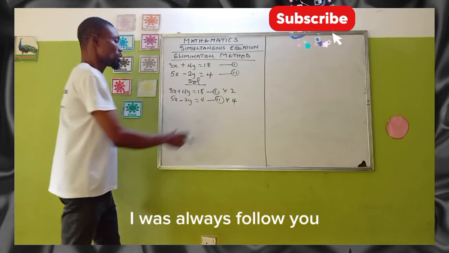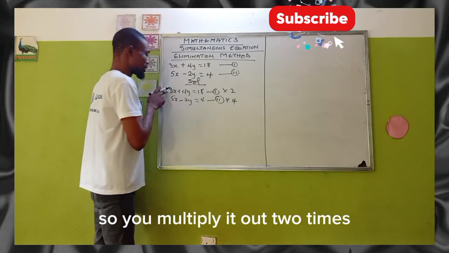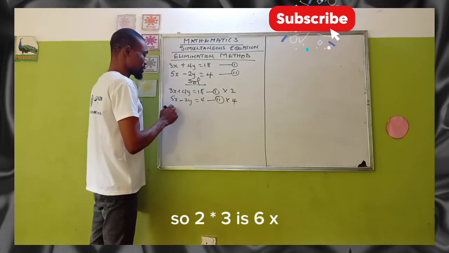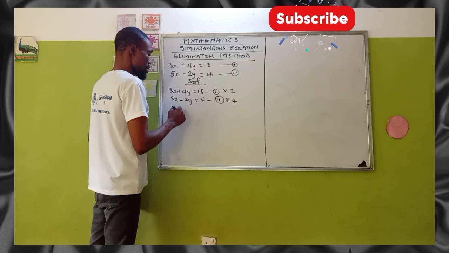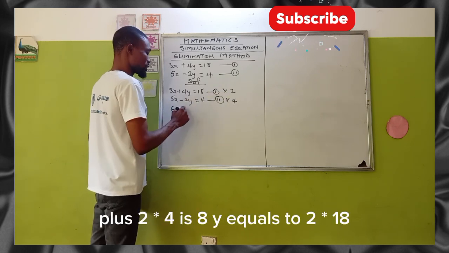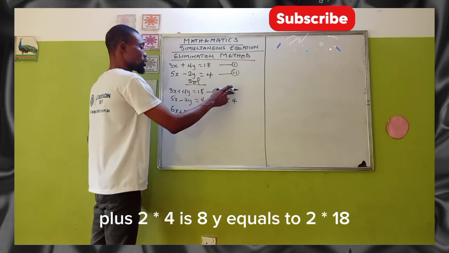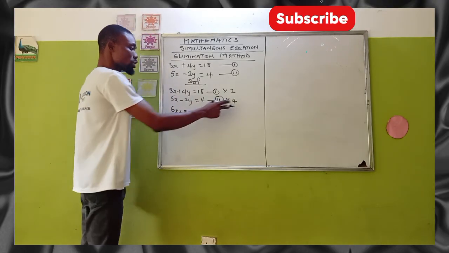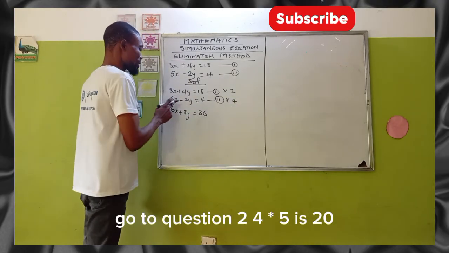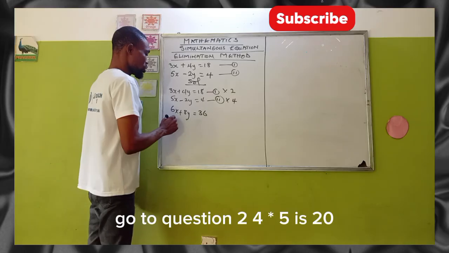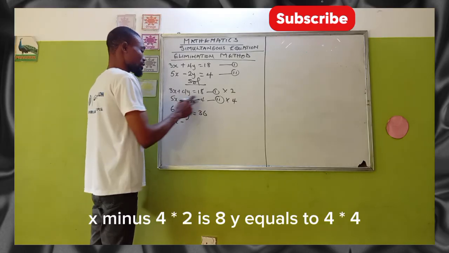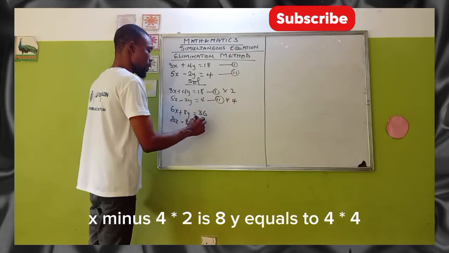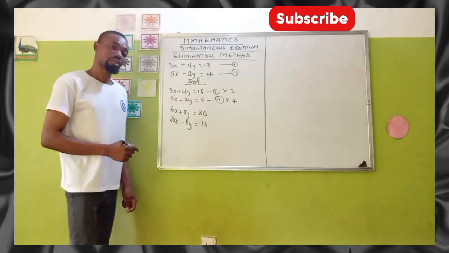I'll solve this for you. So you multiply it out. 2 times, you use this to multiply everything here. So 2 times 3 is 6x plus 2 times 4 is 8y equals 2 times 18, that's 36. We go to equation 2. 4 times 5 is 20x minus 4 times 2 is 8y equals 4 times 4, that's 16.